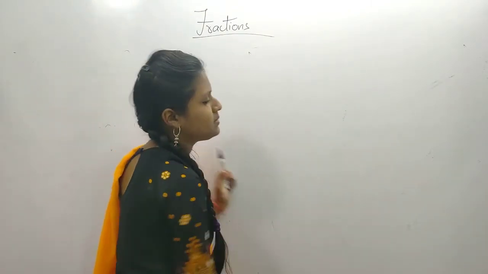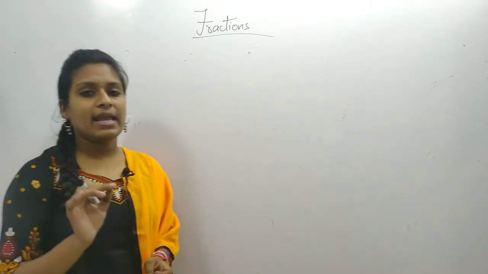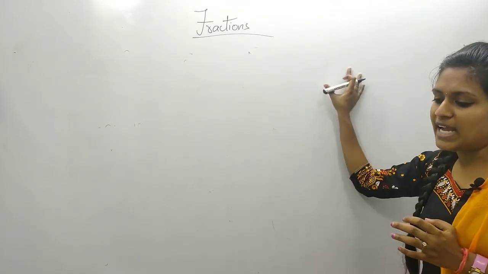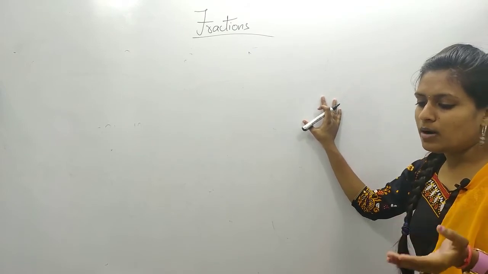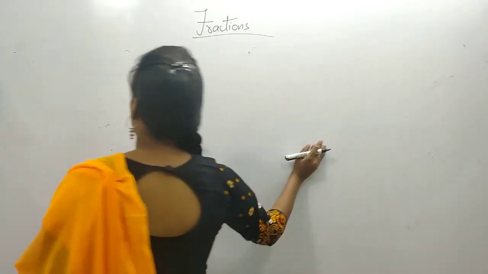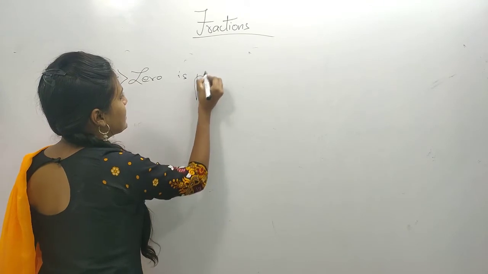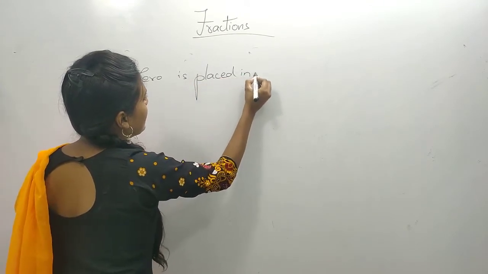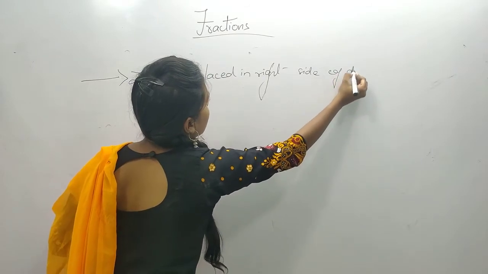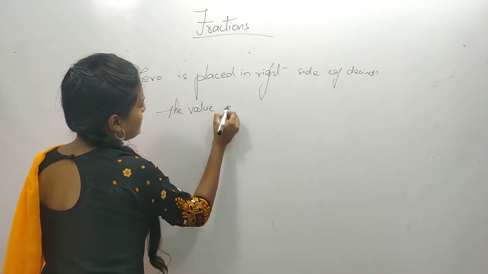We have discussed the types of fractions and their definitions. Now there are very important points to be noted. Placing 0 to the right of a decimal fraction does not make any change in the value of the fraction. When a 0 is placed on the right side of a decimal, the value does not change.